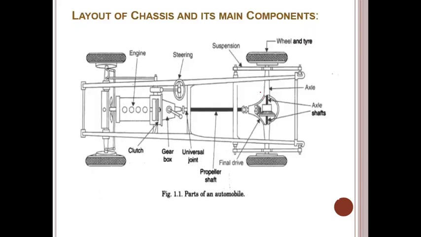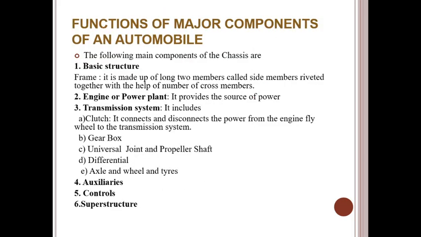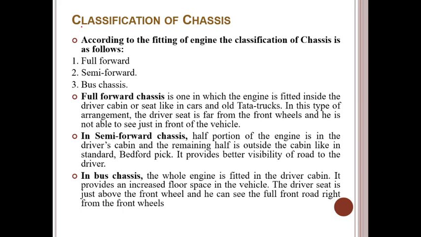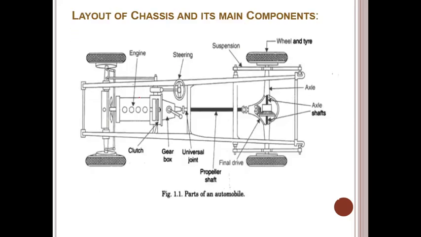So here we know this diagram. Let's discuss the functions of the major components of an automobile. This is already discussed in our previous lectures. Today we have to discuss the classification of the chassis of an automobile, how it is classified. You see here, guys, according to the fitting of the engine, the classification of the chassis is as follows. It means how to fit the engine in our automobile. The engine will be there, and how is this engine fitted inside the automobile?